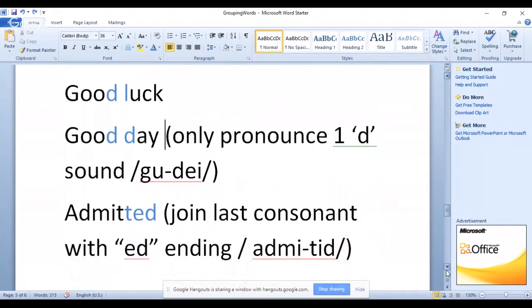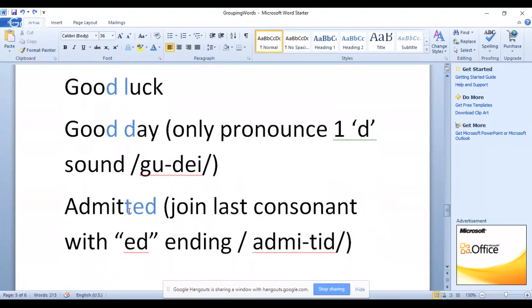All right. Now, here's a different one. Why don't you read this word for us? Admit it. I did hear some American English in there. Yeah, I tried. No, that was good. So basically, you're going to join the last consonant with the ed ending. So admitted, admit it.